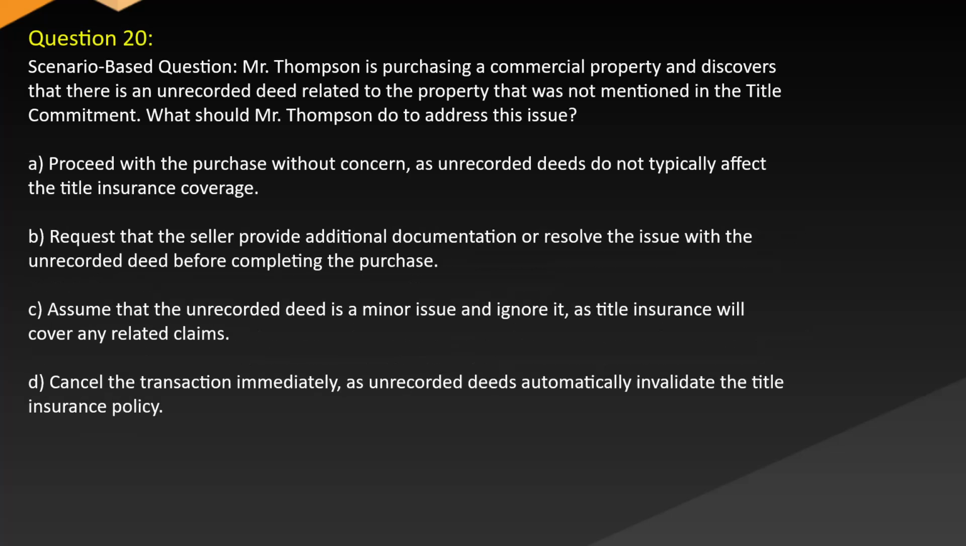Question 20. Scenario-based question. Mr. Thompson is purchasing a commercial property and discovers that there is an unrecorded deed related to the property that was not mentioned in the title commitment. What should Mr. Thompson do to address this issue? A. Proceed with the purchase without concern, as unrecorded deeds do not typically affect the title insurance coverage. B. Request that the seller provide additional documentation or resolve the issue with the unrecorded deed before completing the purchase. C. Assume that the unrecorded deed is a minor issue and ignore it, as title insurance will cover any related claims. D. Cancel the transaction immediately, as unrecorded deeds automatically invalidate the title insurance policy.